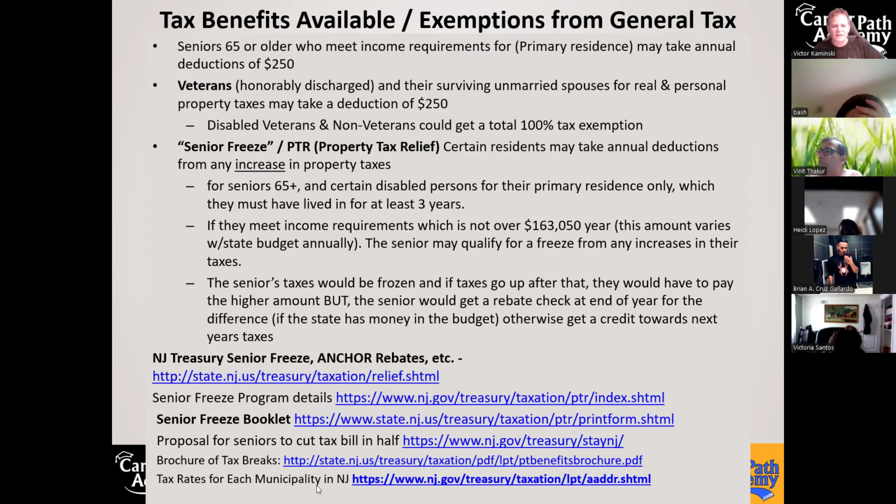And let's see, here's a link for all the tax rates in each municipality. So if we were to go to this link right here for the New Jersey Treasury, Senior Freeze, Anchor, the Stay NJ program, all that stuff, you can get it right here. Let me also add in there the Stay NJ program, Anchor rebates. What is it called? Stay NJ, etc.